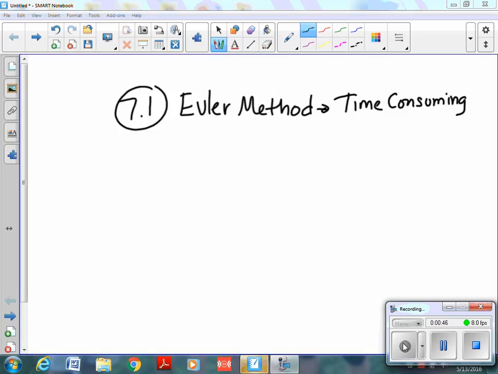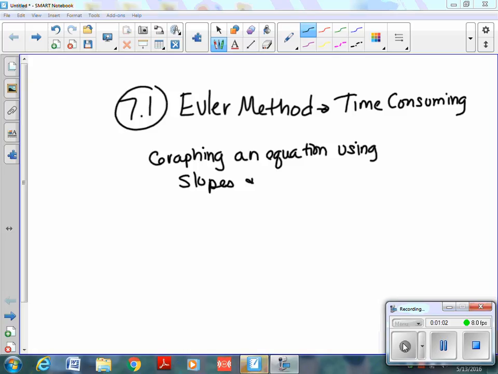Okay, what is the Euler method? It's when it's graphing an equation using slopes and working your way up or down from a specific point in order to graph it. These are the steps.